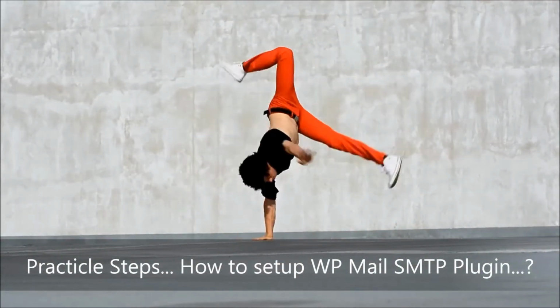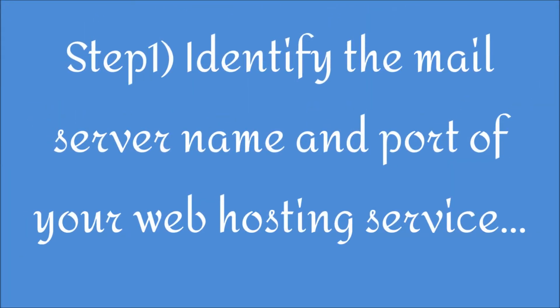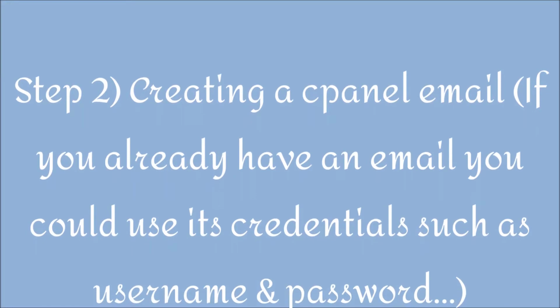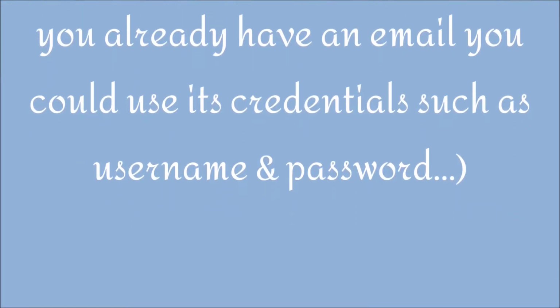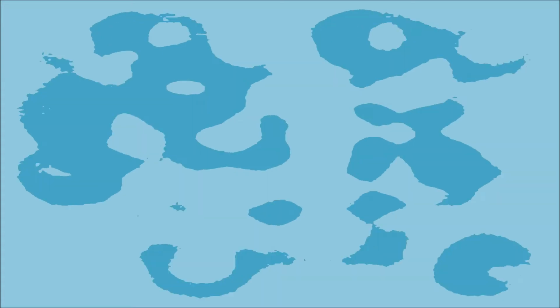Let's see how to set up WordPress SMTP. Well, you can do this in 3 simple steps. First step, identify the mail server name and port of your web hosting service. Second step, creating a cPanel email. If you already have an email, you could use its credentials such as username and password. Step 3. Install the WP Mail SMTP plugin, enter the email server details and save the settings.